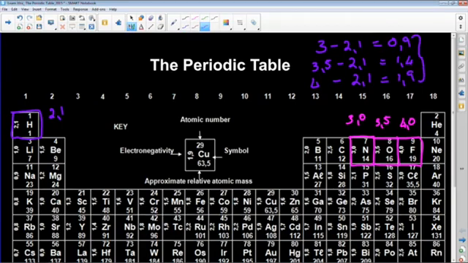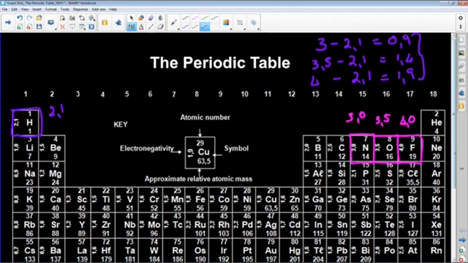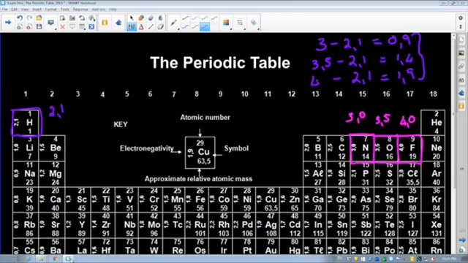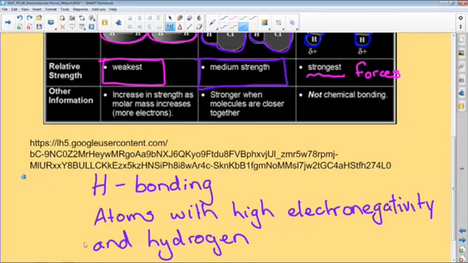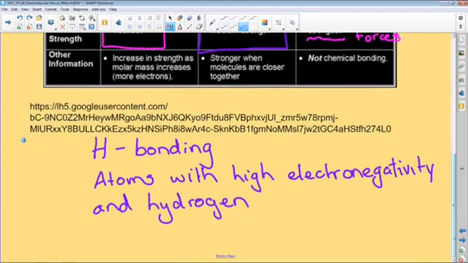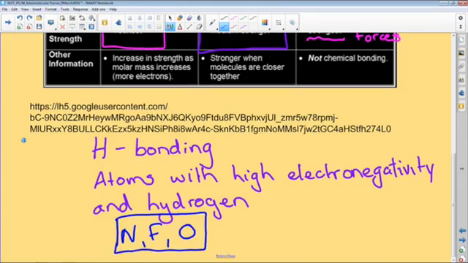Fluorine is our most electronegative element. And this is what makes hydrogen bonding so special. Hydrogen is always involved, and the second part of it is that it has to be the three most electronegative elements, and they are going to be nitrogen, fluorine, and oxygen. Now it can occur with others, and that's quite unusual. But our three most common are nitrogen, fluorine, and oxygen.